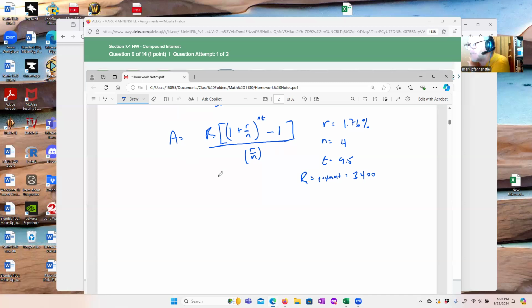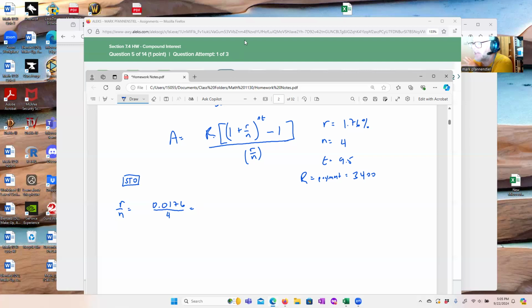A couple of things I'd like to do before I go off to try this: what is R over N first? R is 0.0176 divided by N, which is 4. I'm going to write that down, and hopefully it's a nice, easy number without too many decimals. If it does have a lot of decimals, your calculator often has a STO button, which means store. You pick a letter, like store it in A or B, so you don't have to keep typing it in.